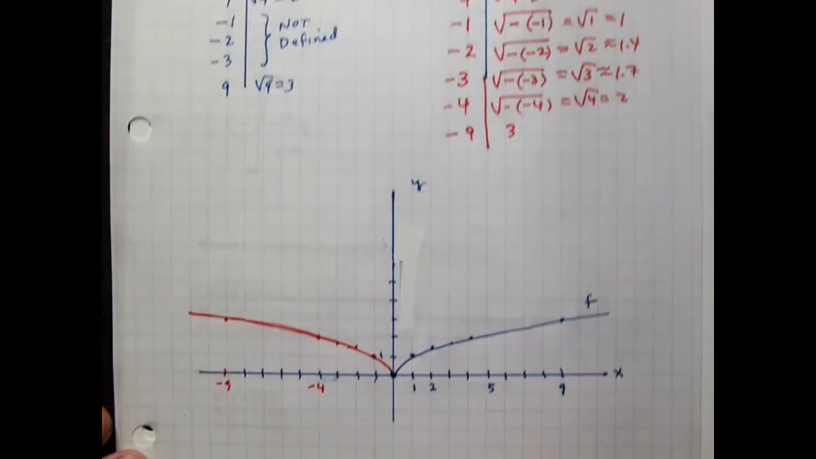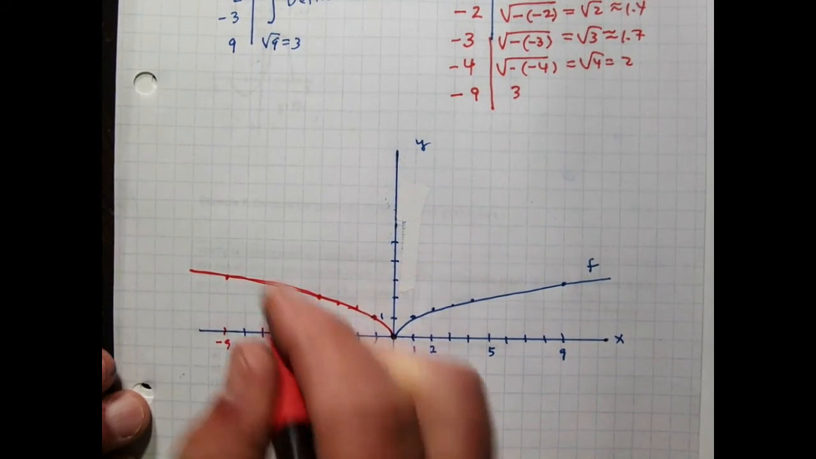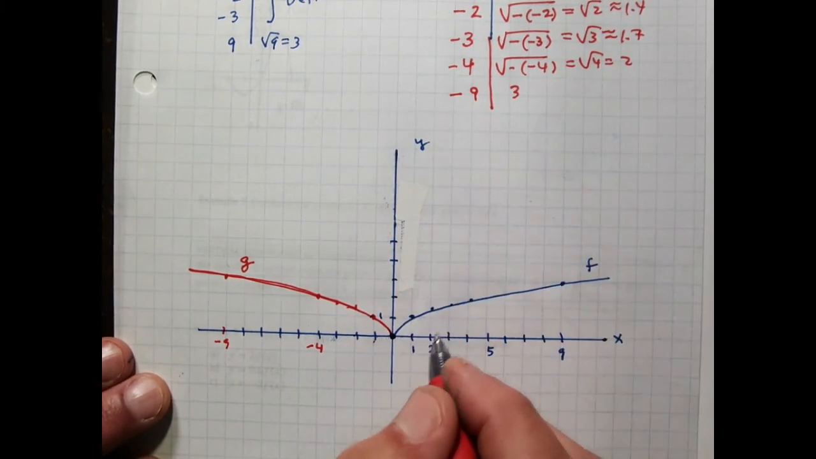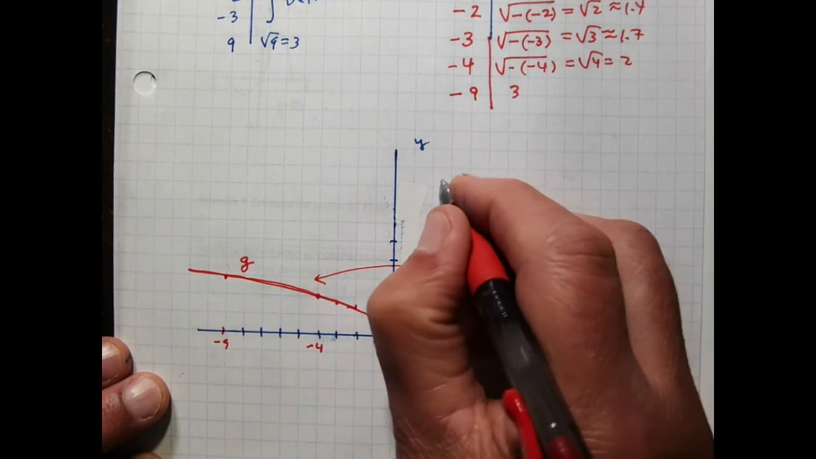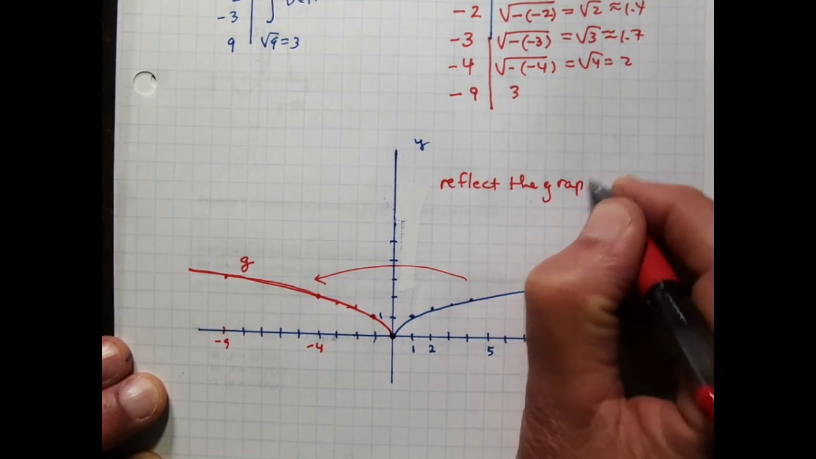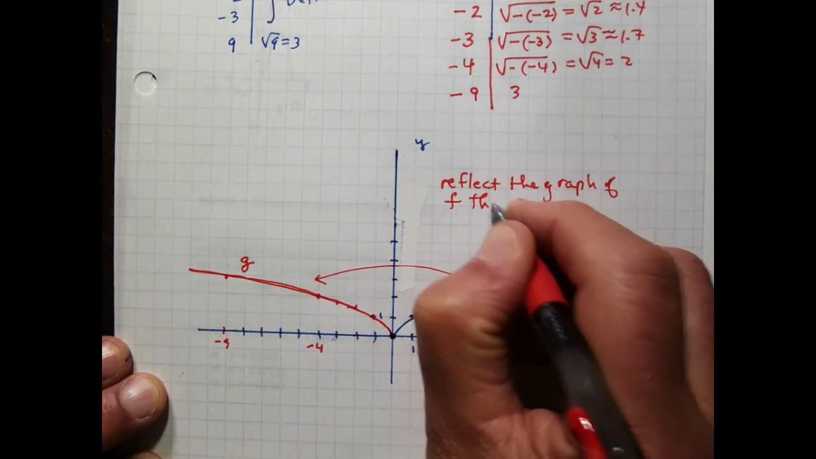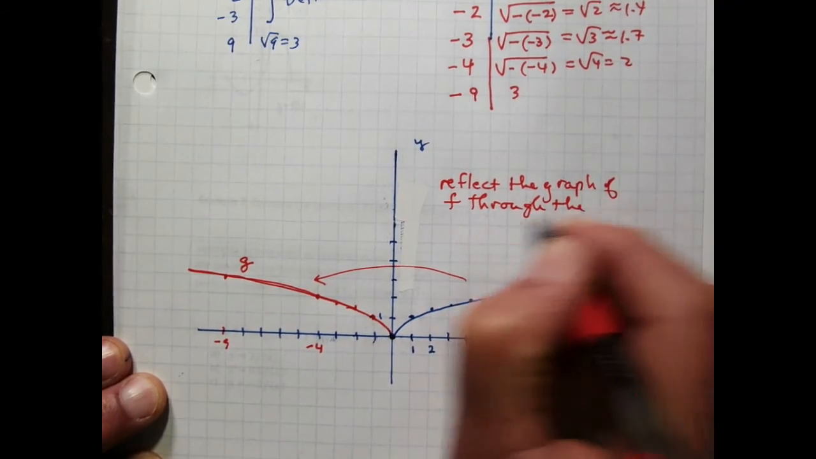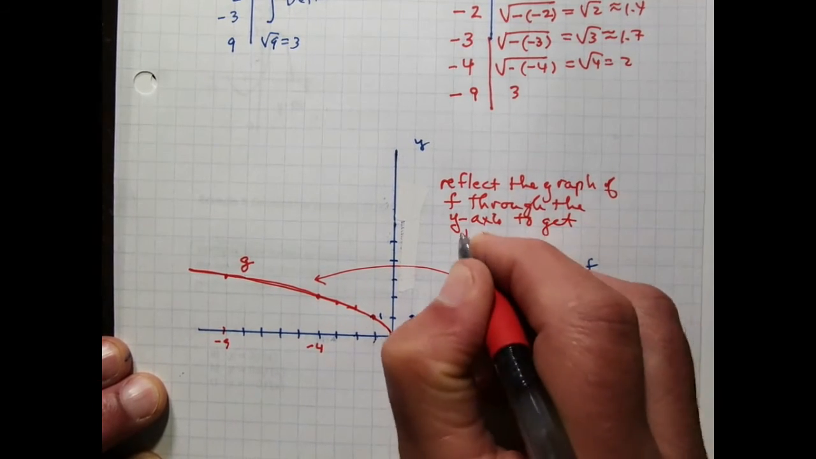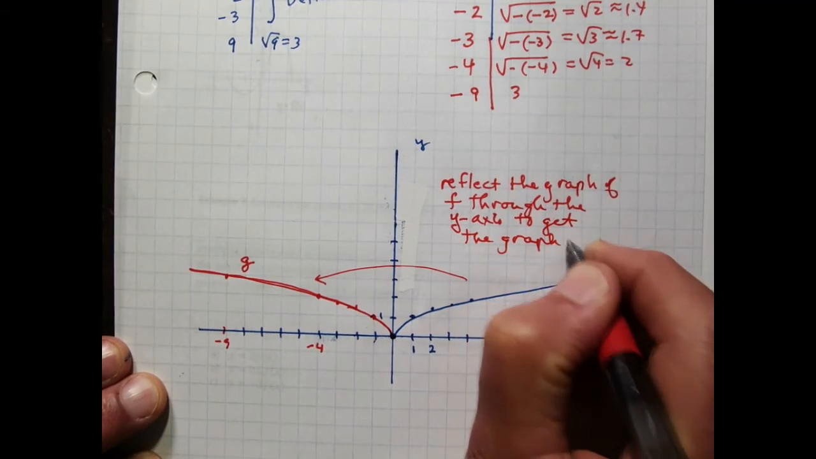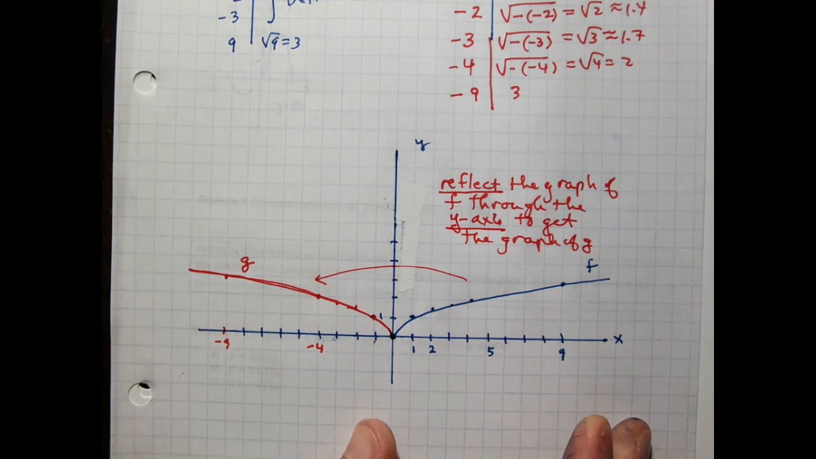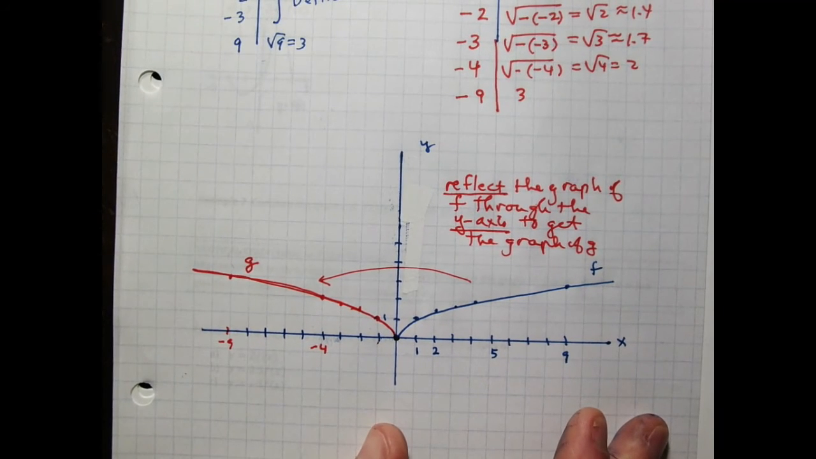There is a similarity in shape of the two graphs. This is a graph of g. What we have to do here, I think you can see, is reflect the graph of f through the y-axis to get the graph of g. So this is also a reflection, like the previous example, but this is a y-axis reflection, not an x-axis reflection.